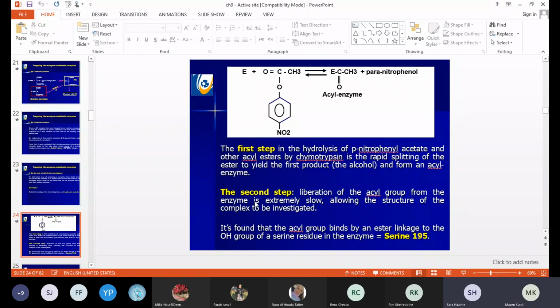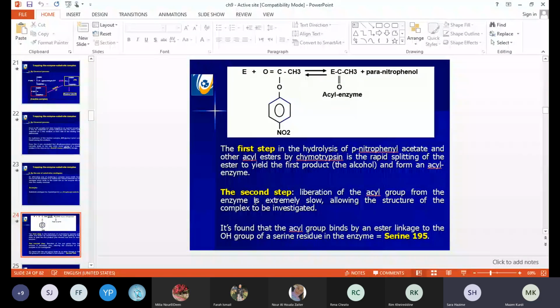So the first step, we have the enzyme with paranitrophenyl acetate, which will give us acyl enzyme plus paranitrophenol. This acyl enzyme is also a complex, E with the analog of the substrate. It is not the natural ES complex, and this will form an inactive complex that could also be isolated and analyzed.